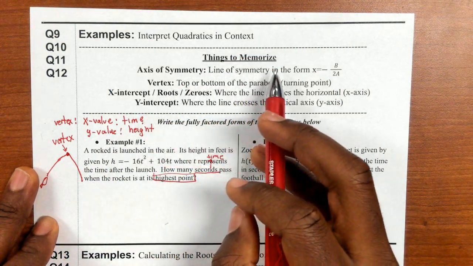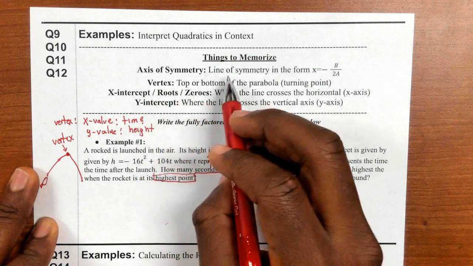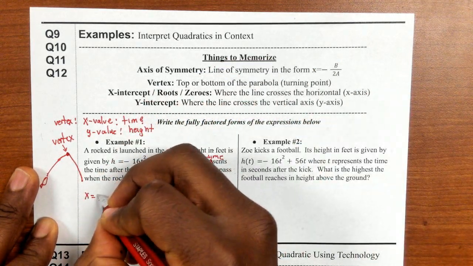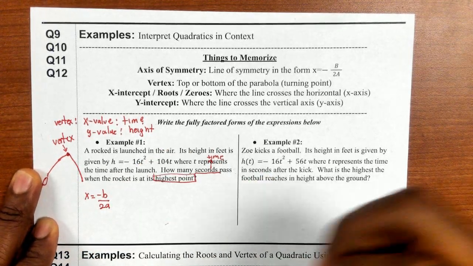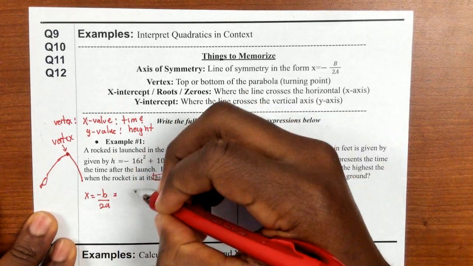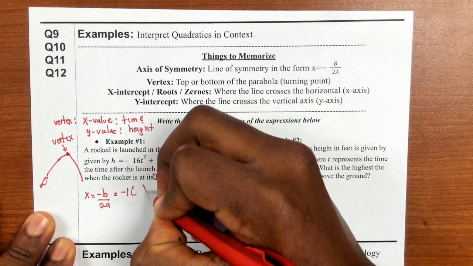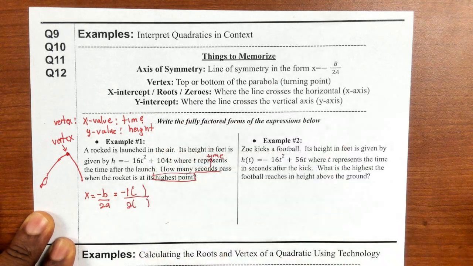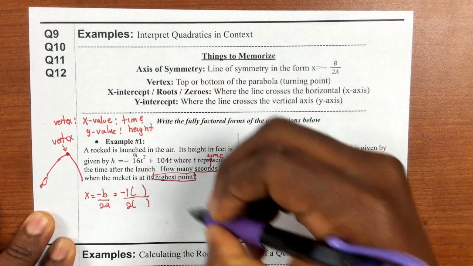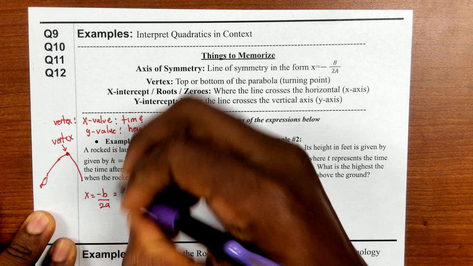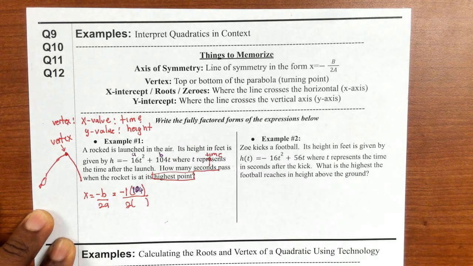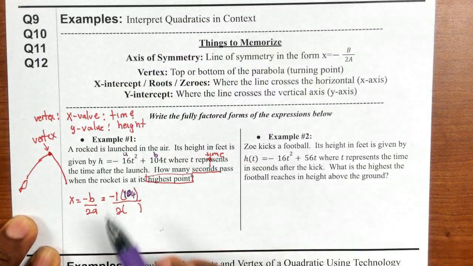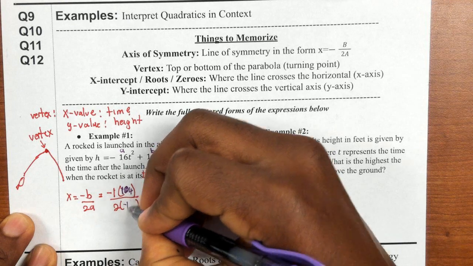To find the x value of that vertex, you're essentially using your axis of symmetry formula, which is negative b over 2a. So this formula should be your best friend this unit, guys. So when I use this formula, I would have negative 1 parentheses over 2 parentheses. And what am I going to plug in for b? Well, your a is the negative 16 and your b is 104. So for my b, I'll plug in 104, and then for my a, I would plug in negative 16.